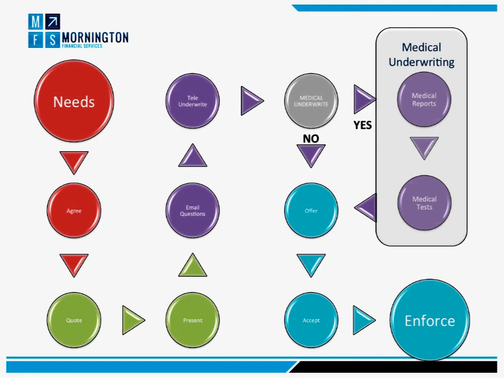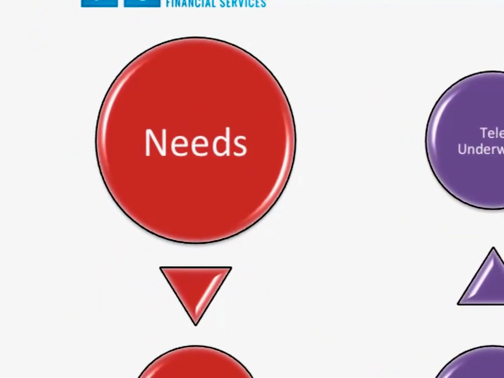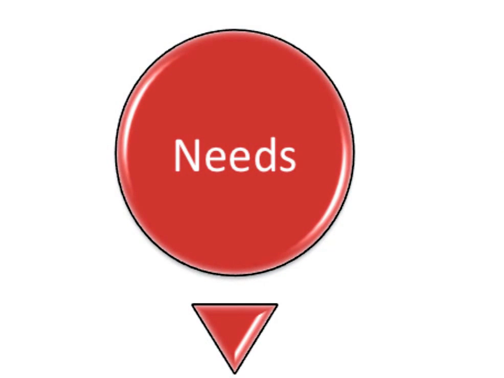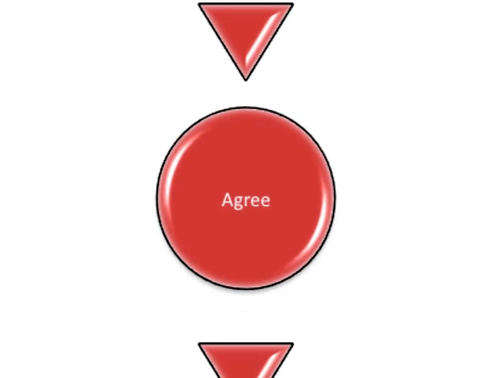Okay, so the first step's your needs. What do you actually need cover for? Do you need life cover? Do you need TPD? Do you need income protection, trauma? What needs do you have in your life that require you to have personal insurance? Once we identify what those are through a bunch of questions, then we come to an agreement that this is actually the case. Once we agree these needs need to be covered, then we design a quote.